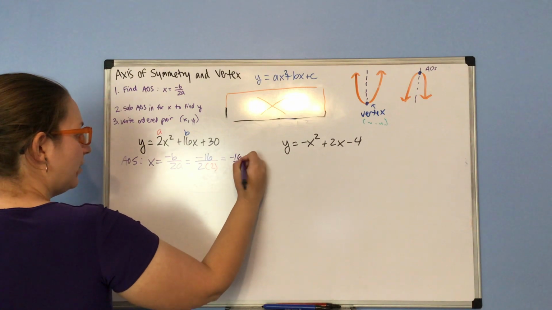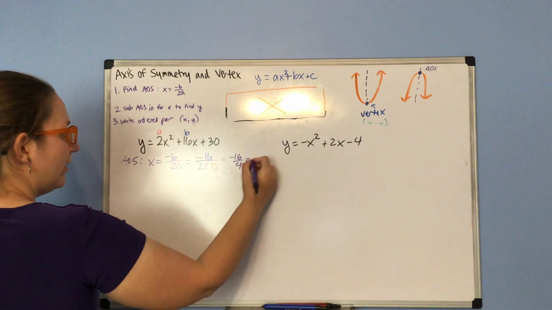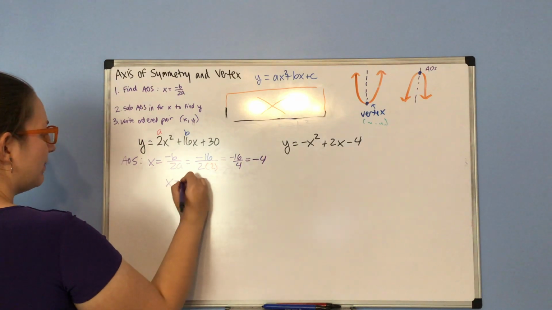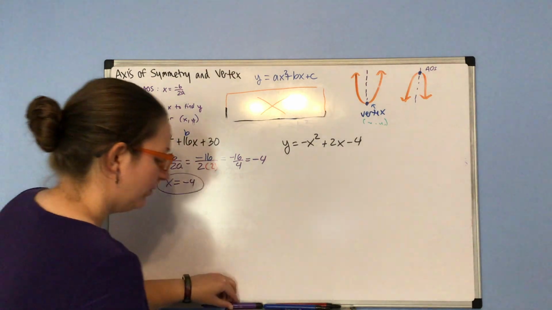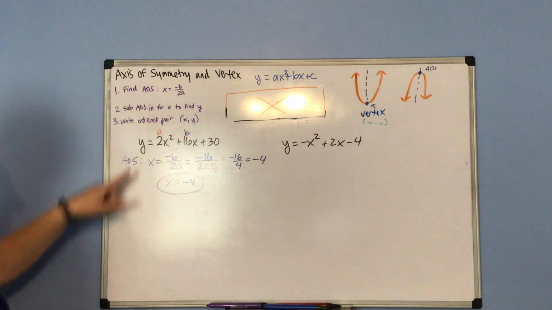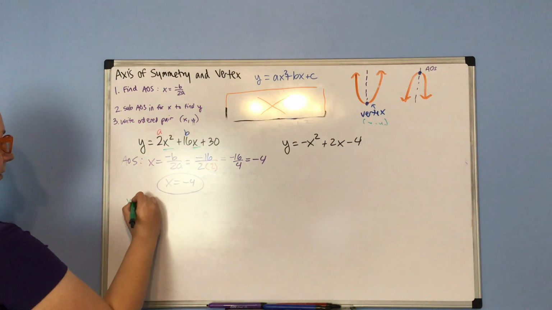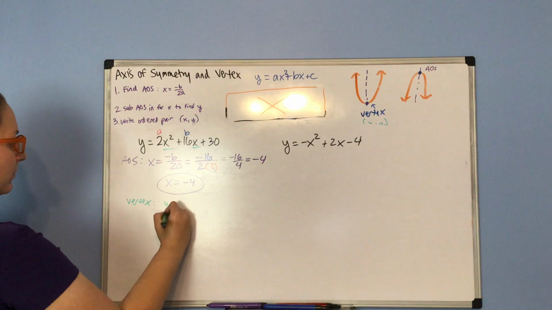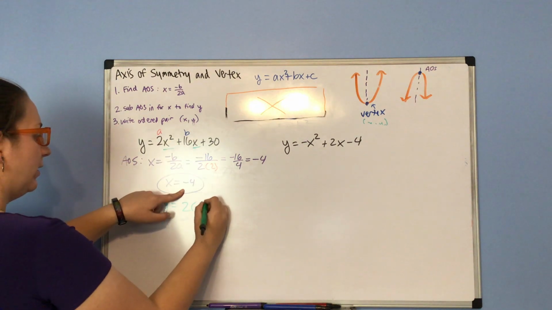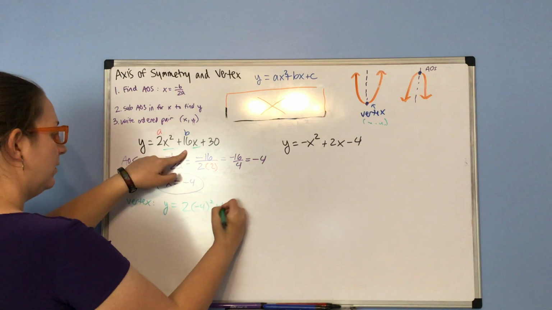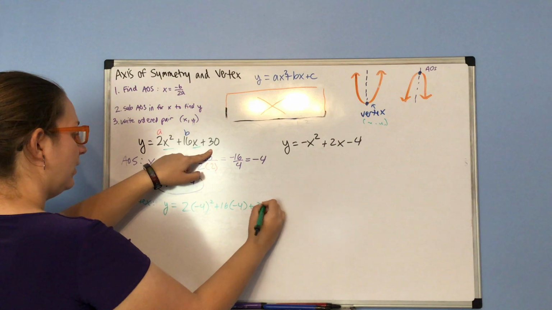Nothing to really do up top. 2 times 2 is 4. Negative 16 divided by 4 is negative 4. So that's my AOS this time. You can get a negative AOS, not a big deal. Now that we have x, we're going to plug it into my equation here to find y. So negative 4 goes in for x here. It's also going to go in for x here. And that stays the same.